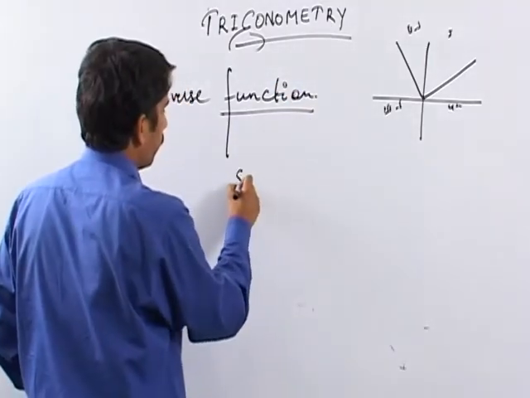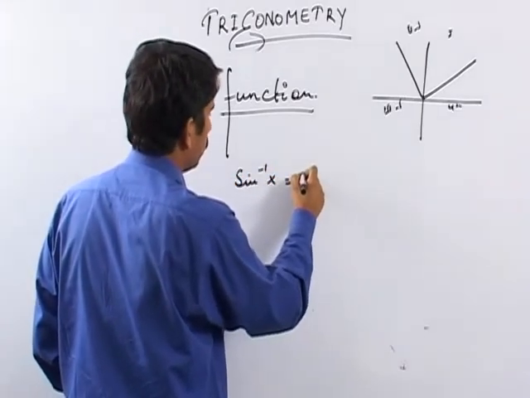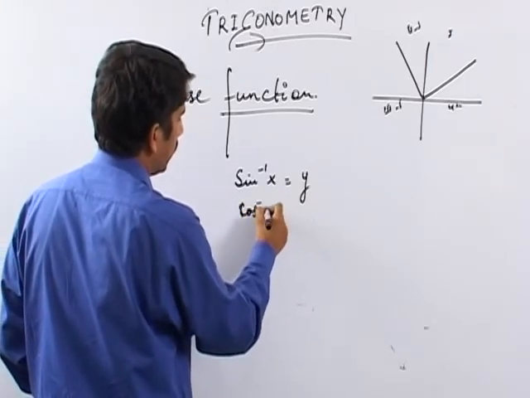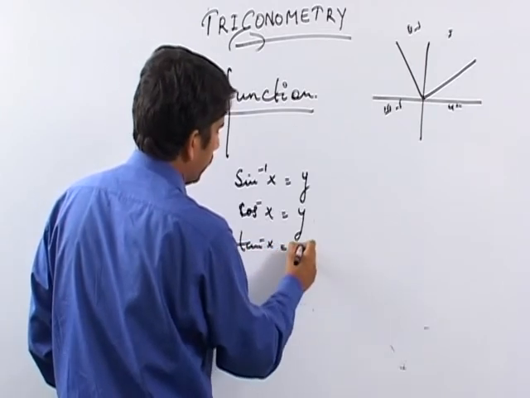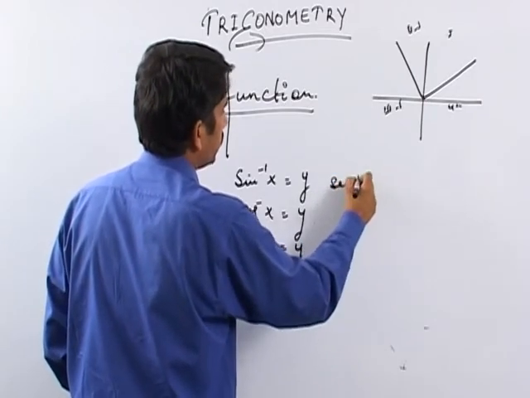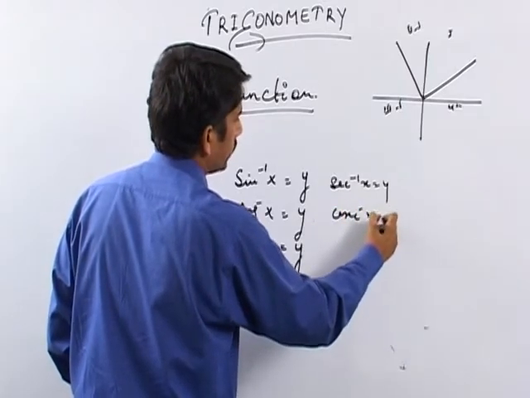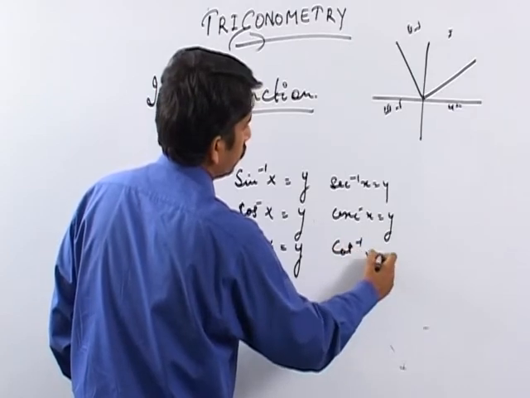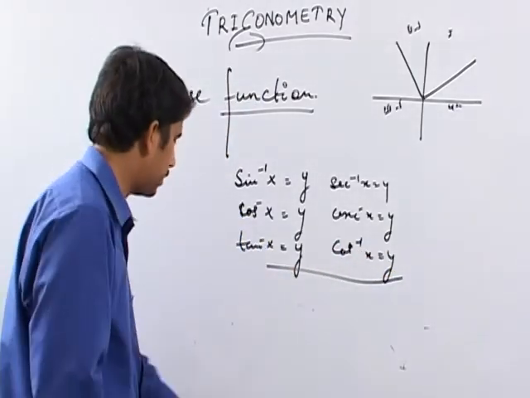Similarly, sine inverse x is equal to y, or cos inverse x is equal to y, tan inverse x is equal to y, secant inverse x is equal to y, cosecant inverse x is equal to y, and then cot inverse x is equal to y. All these are inverse functions, trigonometric inverse functions.